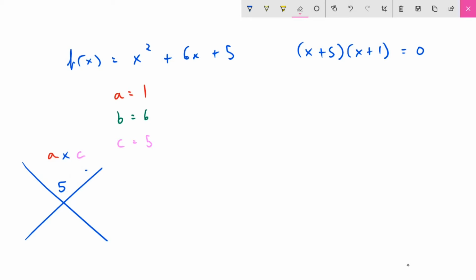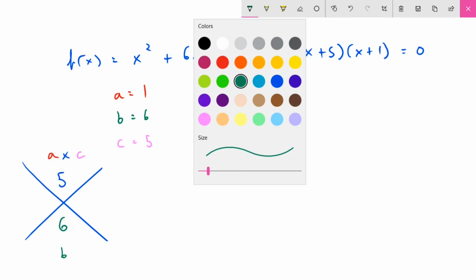Now, in the bottom space, it's going to be b. What is our b value? It's 6. And then, wow, look at this. It looks exactly like that warm-up activity we were doing where we found two numbers that multiply to give me 5 and add to give me 6. So you're going to find two numbers that multiply to give you the top number and add up to give you the bottom number. So you're just going to look for factors of 5. There's actually only two.